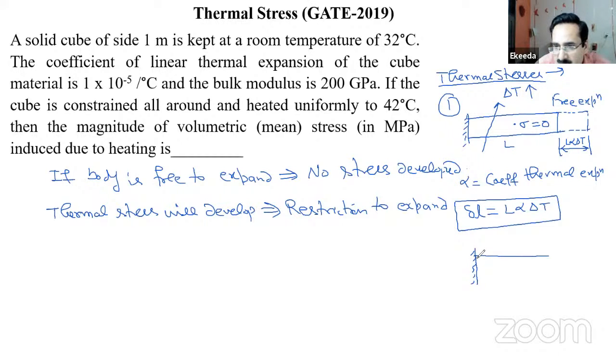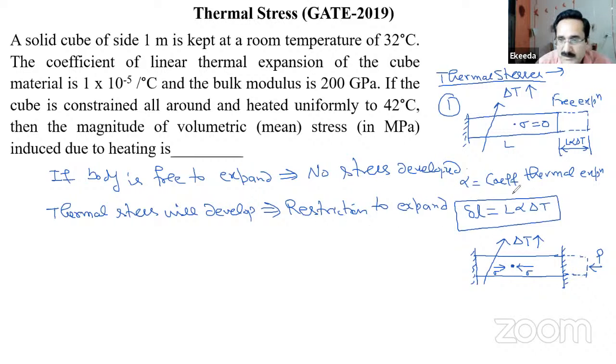But when the expansion is restricted by, suppose, a rigid wall, and there is a tendency for free expansion but we are not allowing it, it means some force is compressing this material, right? So compressive stress will be developed. If the temperature is raised by delta T, there is a compressive stress sigma developed, right?